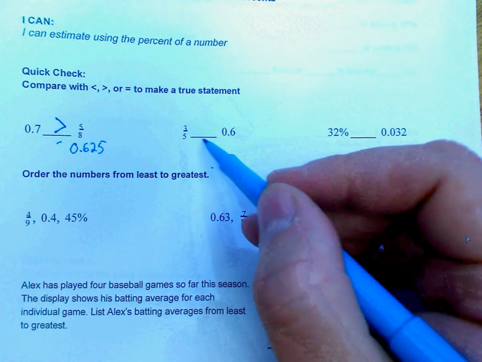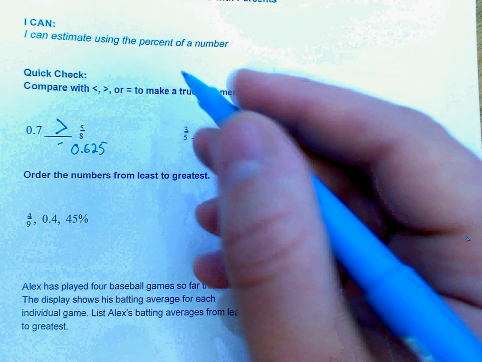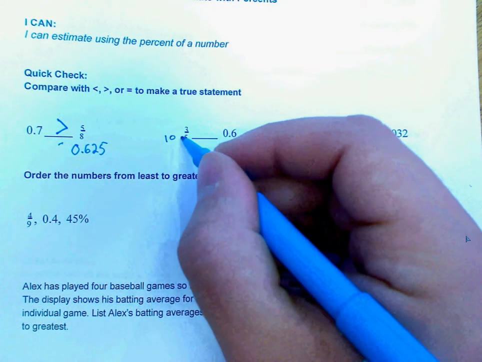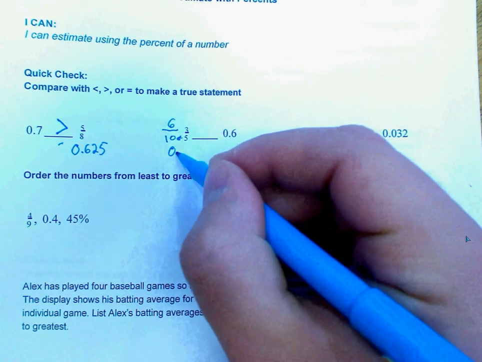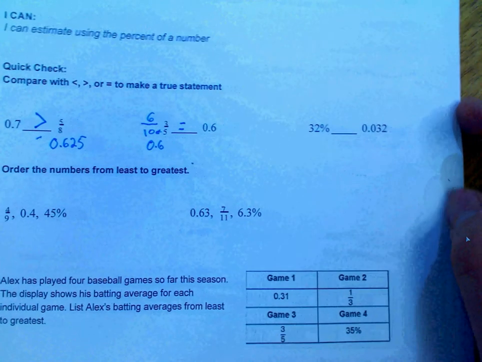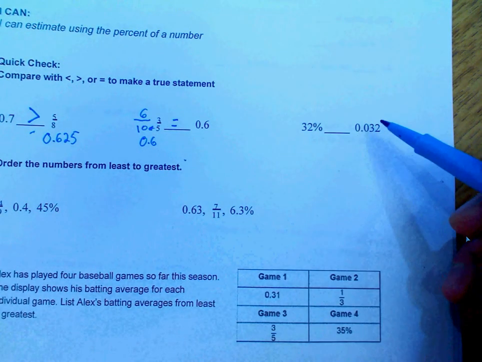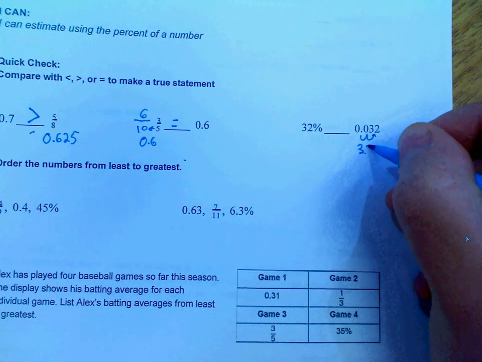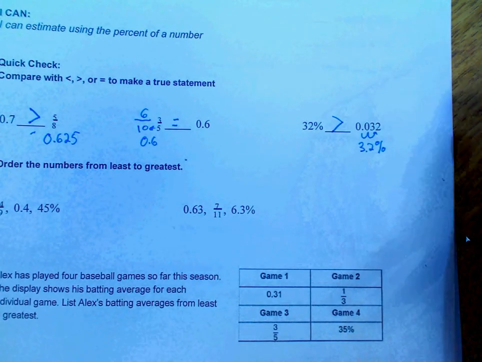Here I have 3/5. It's easier for me to turn this into a decimal. What I can do on this one is I know that 5 can change to 10. 5 times 2 is 10, so 3 times 2 is 6. So I have 6/10, and that's 0.6, so they are equal with each other. I have 32% and 32 thousandths. I'm going to change 32 thousandths to a percent, and I get 3 2/10%. And we know that 32% is much larger than 3 2/10%.